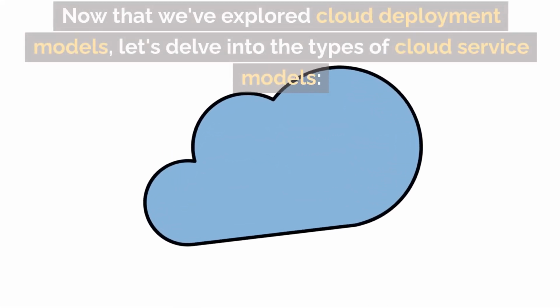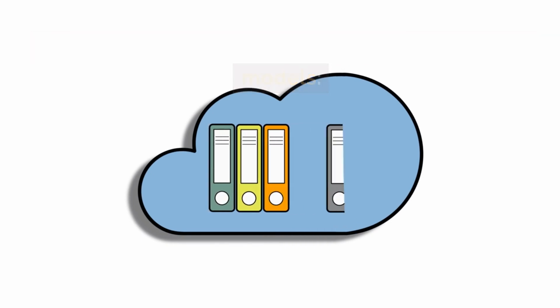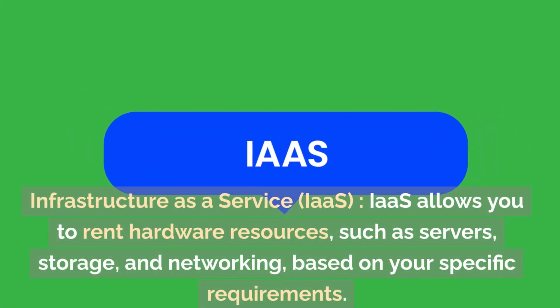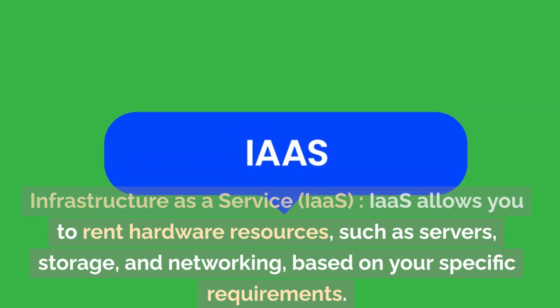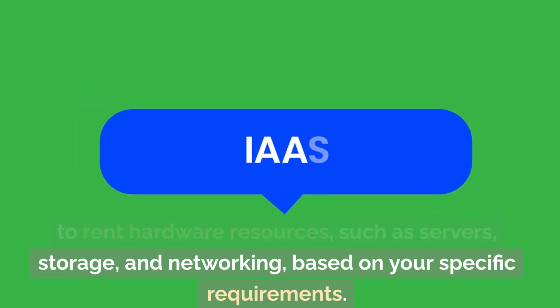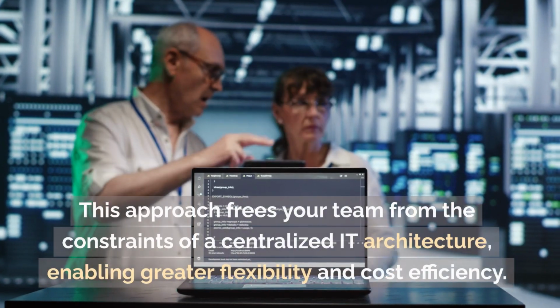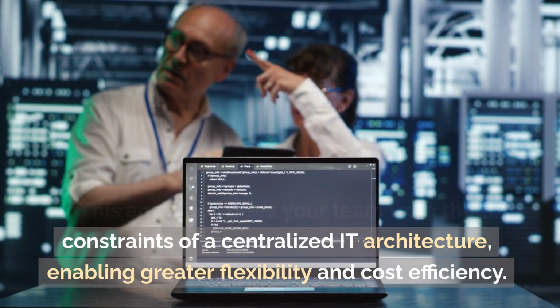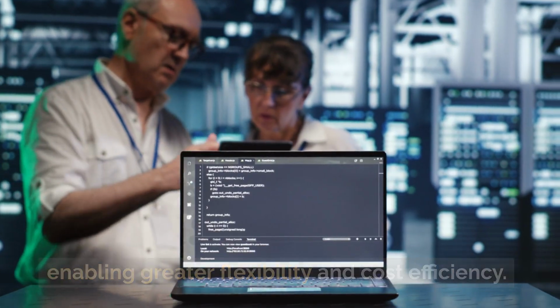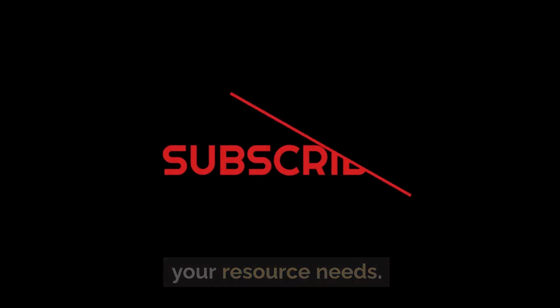Now that we've explored cloud deployment models, let's delve into the types of cloud service models. Infrastructure as a service, IaaS. IaaS allows you to rent hardware resources, such as servers, storage, and networking, based on your specific requirements. This approach frees your team from the constraints of a centralized IT architecture, enabling greater flexibility and cost efficiency. You can easily adjust your subscription to match your resource needs.